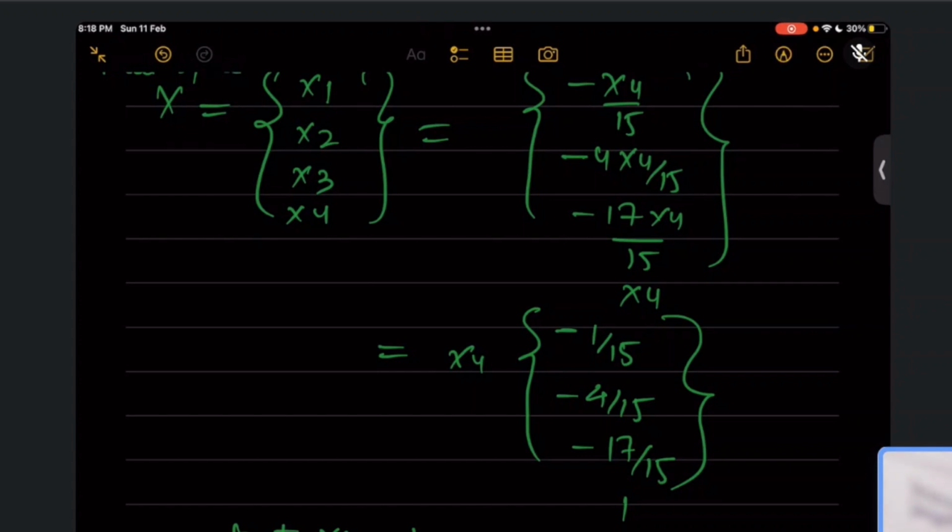Understood how you got this and the concept behind it? Yes. Okay, so tell me what the range space will be here.